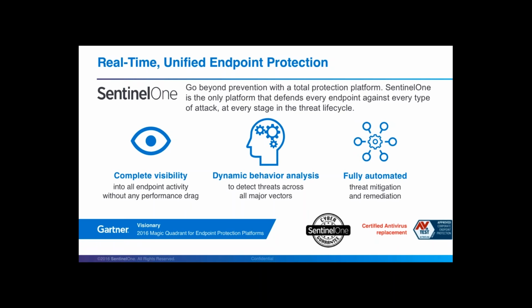So we believe you need complete visibility, so you've got to see everything that's happening on the endpoint, and that's got to be done without any impact on performance. We've got to do that, and we've got to understand what's happening from that. So we need dynamic behavioral analysis to understand what those processes are actually doing. So with visibility, we then need to process that information to understand what's happening. And then when we see something that's not right, we need to be able to act, and act quickly. So we look for fully automated mitigations and fully automated remediation options.